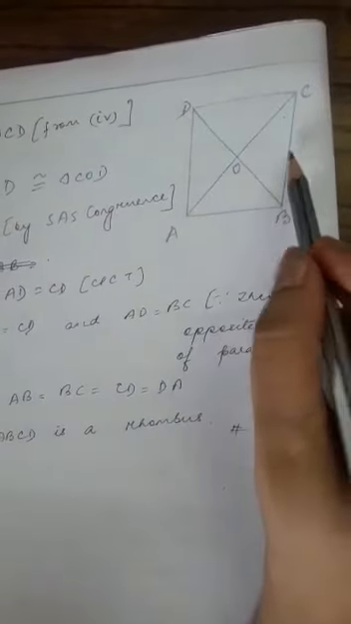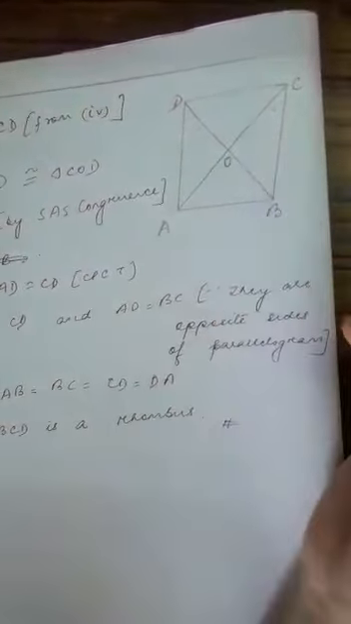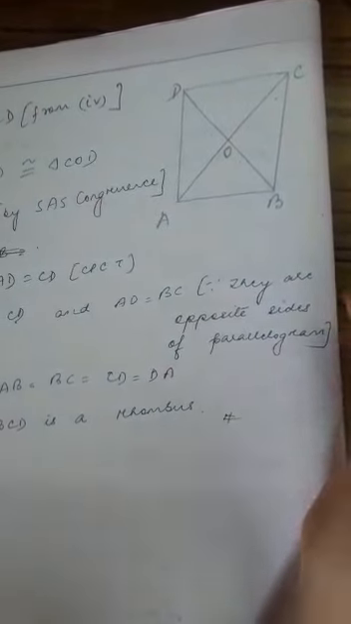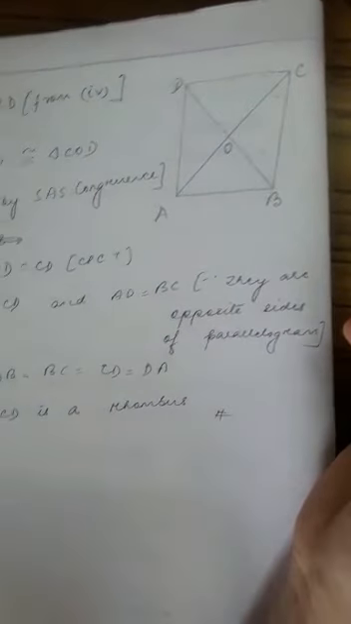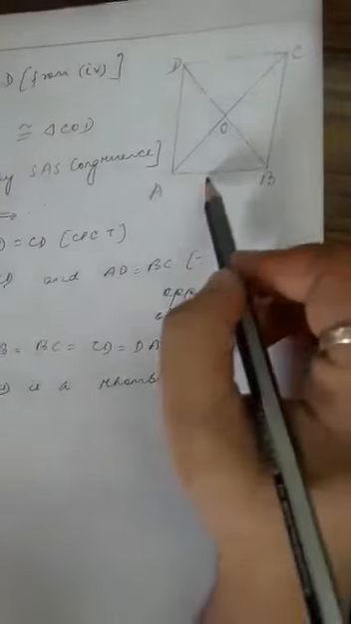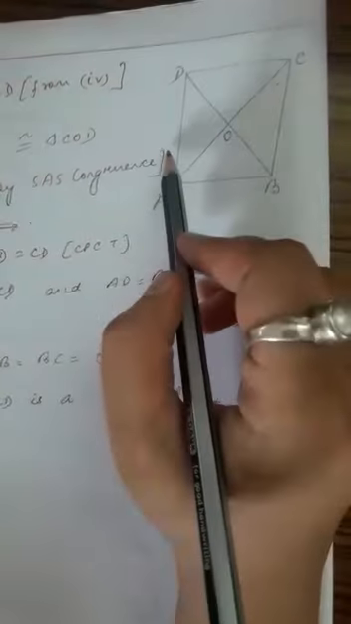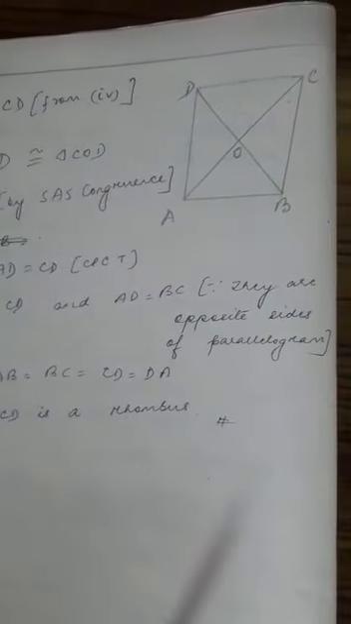Also AB is equal to CD and AD is equal to BC because they are the opposite sides of a parallelogram. So from these conditions we can say AB is equal to BC is equal to CD is equal to DA. Thus we can say that ABCD is a rhombus. Right? Okay. Now let us go to the next sum, number 7.